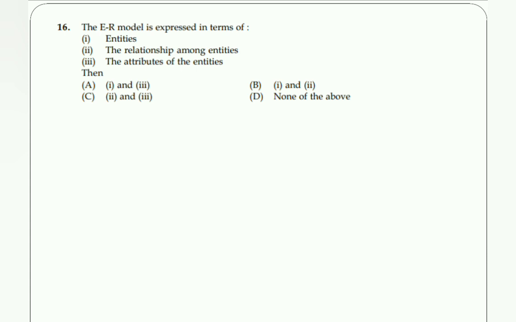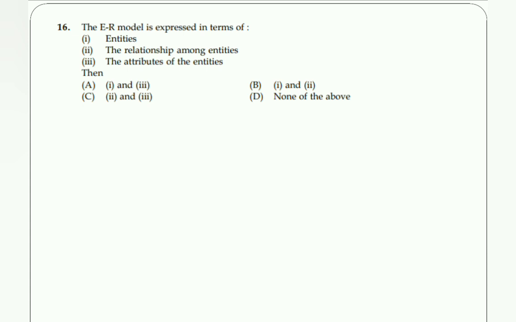The ER model is expressed in terms of entities, relationship among entities, attributes of the entities. So what is meant by entity relationship model? In an entity relationship model, it describes interrelated things of interest in a specific domain of knowledge. An ER model is composed of entity types which classify the things of interest and specifies relationships that can exist between instances of those entity types.